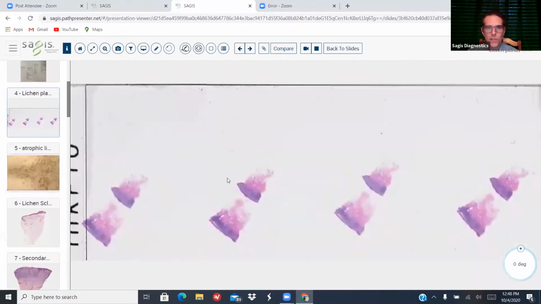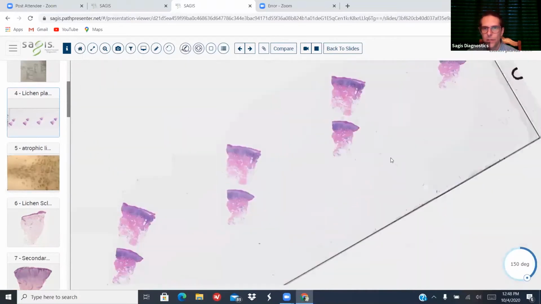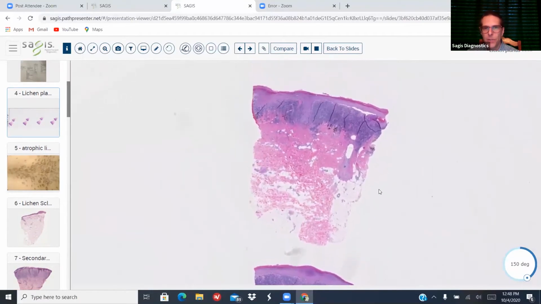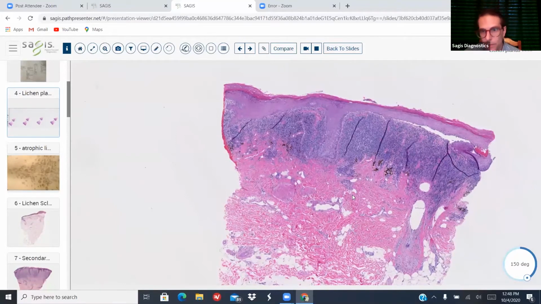Okay, so let's start with the first case. All right, and again, we're going to use Bernie Ackerman's pattern recognition to help sort through this. So at this low power here, we see that it's superficial only, but obviously when you're approaching an inflammatory case, you don't know if it's spongiatic, psoriasiform or lichenoid until you get down to the nuts and bolts and get to higher power.